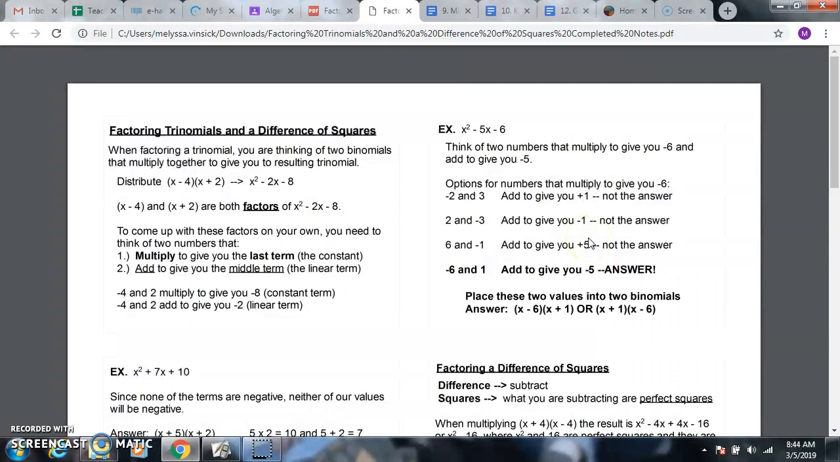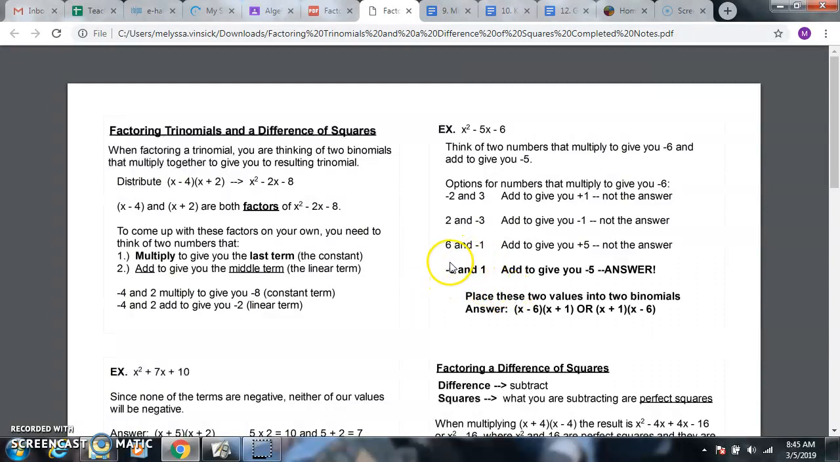So I'm close, but I needed it to be a negative 5. It was originally x squared minus 5x, so it needs to be a negative 5. My last option, negative 6 plus 1, is the negative 5 that I needed. So this negative 6 and positive 1 are the values that I need to use to write my answer.